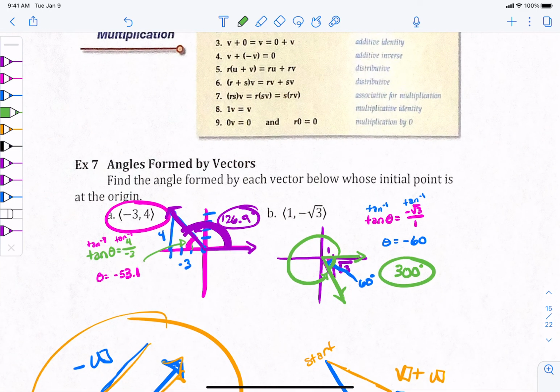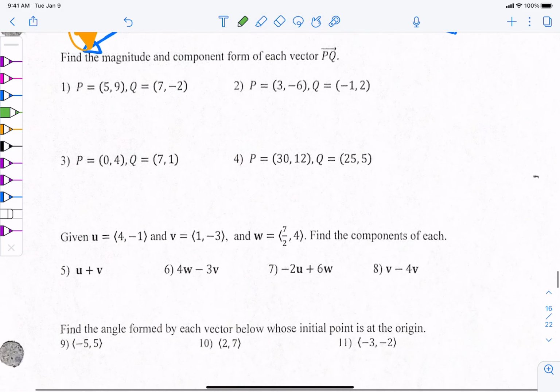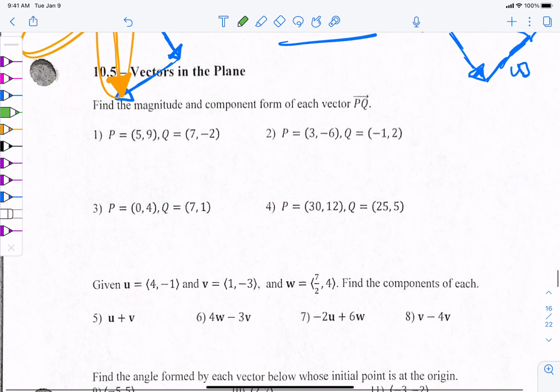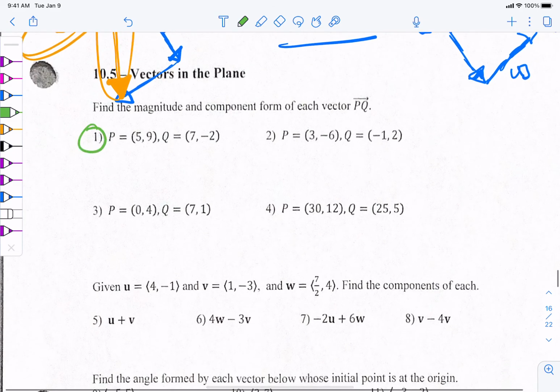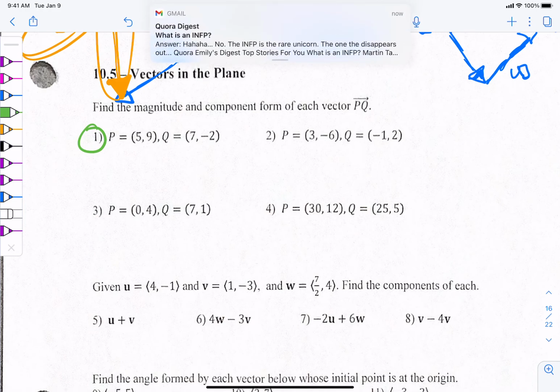Do you guys have your homework assignment for this section? No? Okay, just walking through the homework assignment. Find the magnitude and component form of each vector. Okay, so number 1, you want me to give this to you first? Yeah. So you can look at it? Okay.